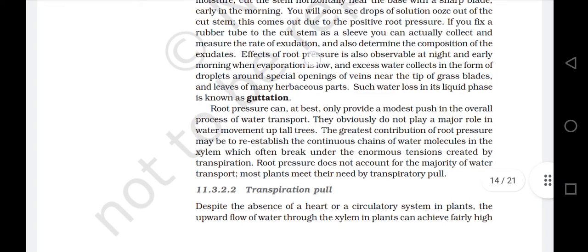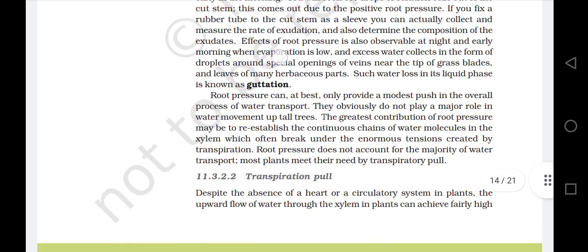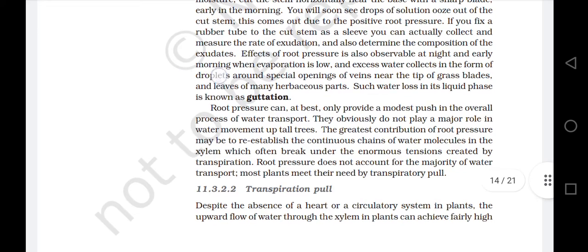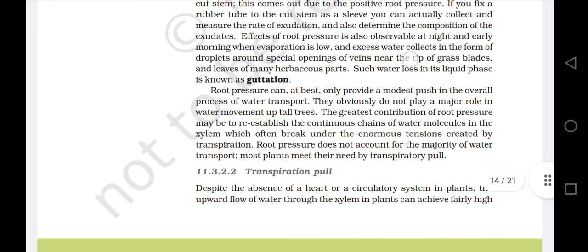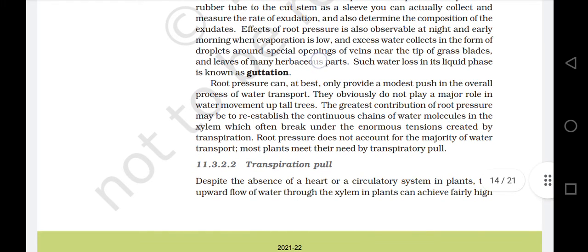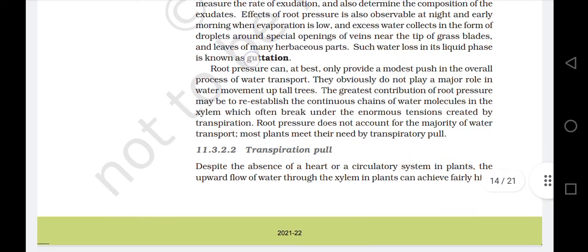Effects of root pressure are also observable at night and early morning when evaporation is low, and excess water collects in the form of droplets around the special openings of veins near the tip of grass blades and leaves of many herbaceous plants. Such water loss in its liquid phase is known as guttation.